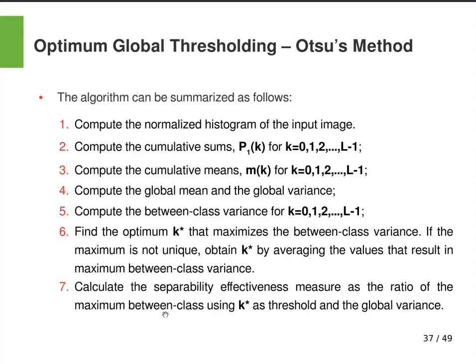If the maximum is not unique, we obtain K star by averaging the values that result in maximum between class variance. And then we calculate the separability effectiveness as the ratio of the maximum between class variance using K star as threshold and the global variance.